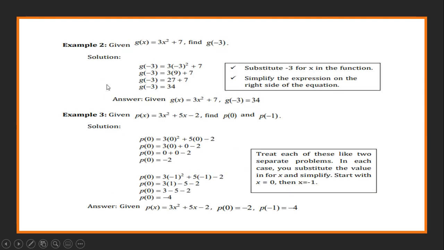So, ganun lang kasimple. So, these are other examples. Paano kung may exponent? 3x squared plus 7, wherein g is g of negative 3. So, negative 3, i-replace natin dun sa x. So, 3 times negative 3 squared. So, unahin nyo munang square yung negative 3, negative times negative, positive. 3 times 9, 27 plus 7, that is 34. So, that's 34. And then, these are other examples. And more examples can be seen in your module.